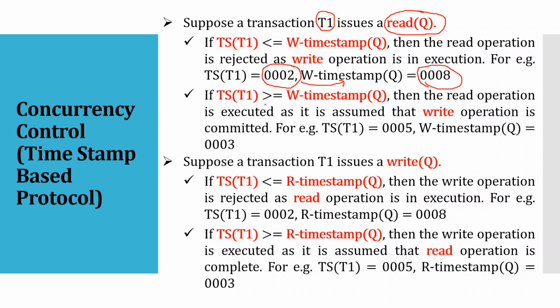If TS of T1 is greater than or equal to W timestamp, that means if you want to read data and your timestamp is greater than the write timestamp, let us take an example. The timestamp of the transaction to read is 5 and W timestamp is 3. It means that you are allowed to read because the write was already completed at 3 o'clock. You can start reading at 5 o'clock.